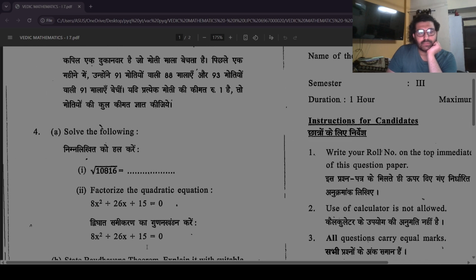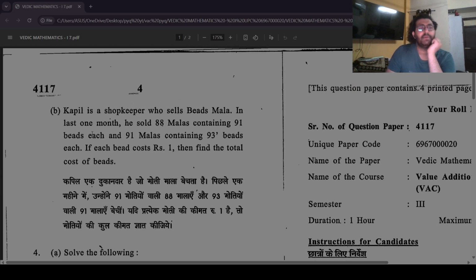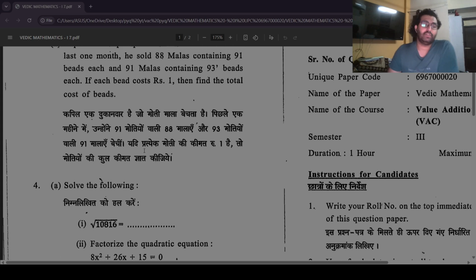Let me just give me a second. Here's the B part. A couple is a shopkeeper who sells bead malas. In the last 1 month, he sold 88 malas containing 91 beads each, and 91 malas containing 93 beads each. If each bead costs rupees 1, then find the total cost of the beads.